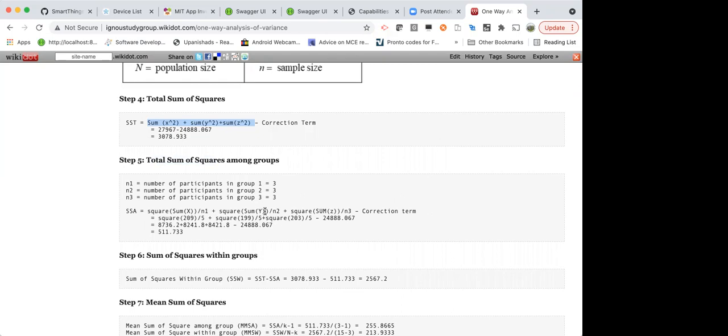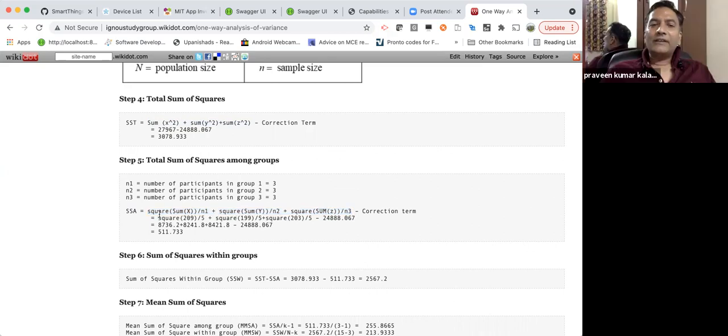Total sum of squares among groups: the square of the sum divided by n. So the average of the square sums, the square of that? No, it is not the average of squares. It is the sum, squared, and then divided. The correction term, can you clarify that one?